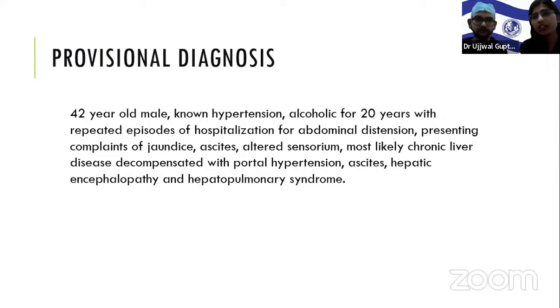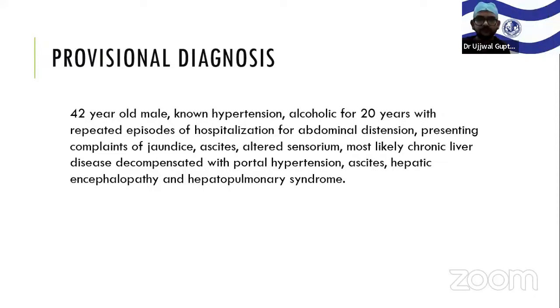Most likely it is chronic liver disease, decompensated, with portal hypertension, ascites, hepatic encephalopathy, and hepatopulmonary syndrome. Of course, the hepatologist or medicine physician will be confirming whether cirrhosis is present or not. But you have very nicely said that it is decompensated. So can you tell me about the stages of cirrhosis?